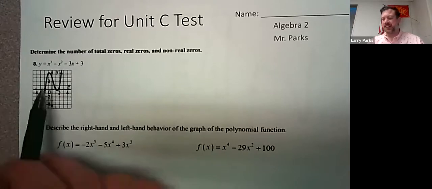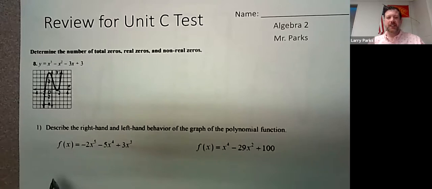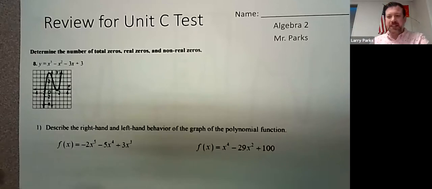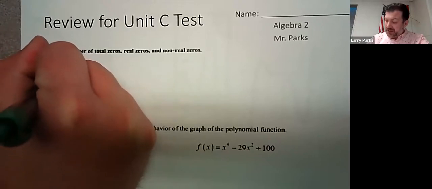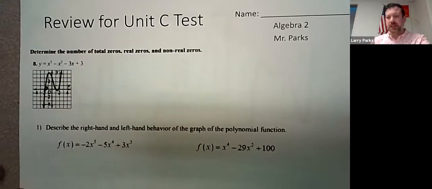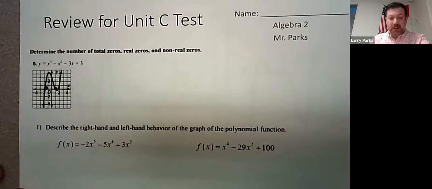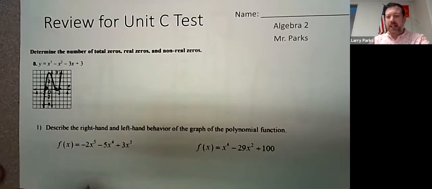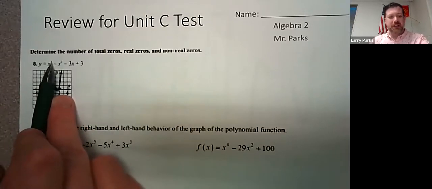So on number 8, determine the number of total zeros, real zeros, and non-real zeros. Okay, so when I look at this, and it's kind of hard to see, but it looks like, and it doesn't even say to say what the zeros are, it just says how many. But notice there's a 0 here. That's 1. There's a 0 here. That's 2. And then there's a 0 here. So this one has, and actually you could have just looked at the function.